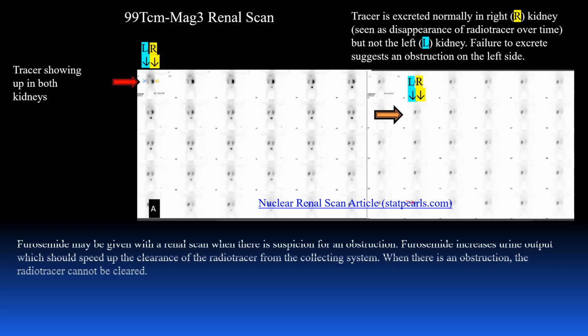A diuretic such as furosemide may be given with a renal scan to assess for an obstruction. Furosemide increases urine output, which should speed up the clearance of the radiotracer from the collecting system. However, if there is a structural obstruction, the radiotracer cannot be cleared despite the use of a loop diuretic.